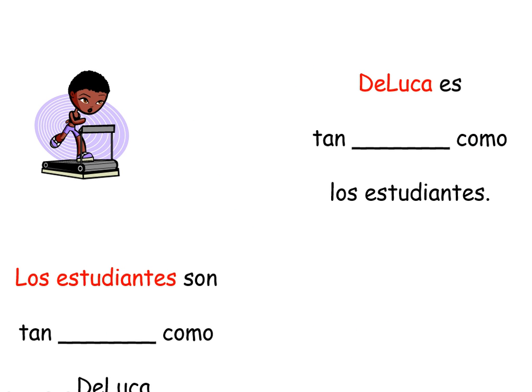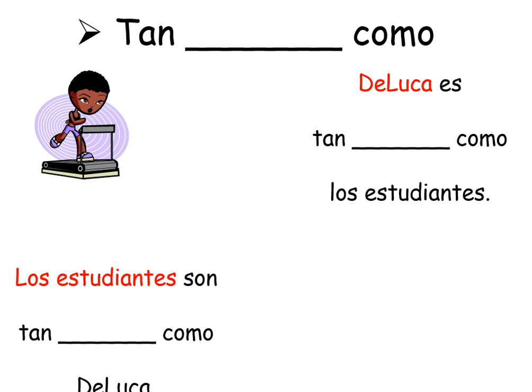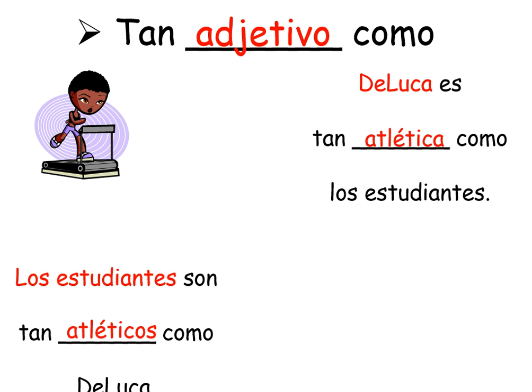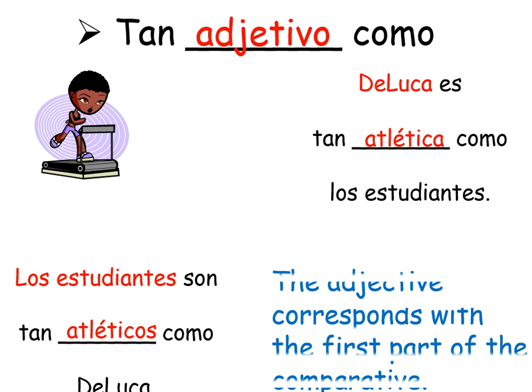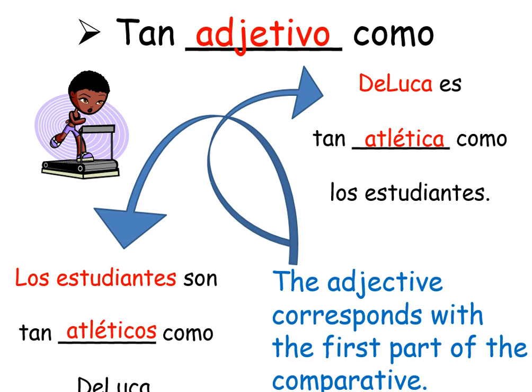What if we wanted to compare and say something is as something as? So DeLuca is as athletic as her students. Es tan atlética como los estudiantes. Or los estudiantes son tan atléticos como DeLuca. They are as athletic as DeLuca. And remember, we have to make sure we agree. So atlética here is singular and feminine because Miss DeLuca is singular and feminine. Atléticos here is masculine and plural because los estudiantes are masculine and plural.